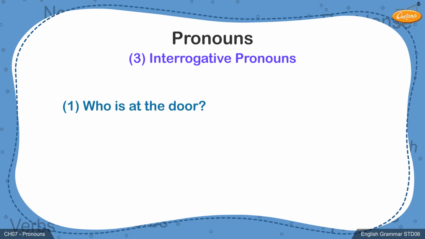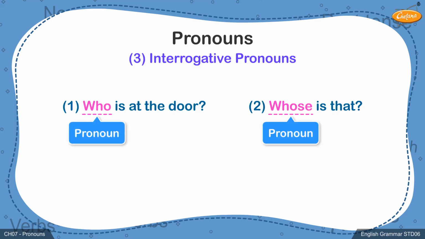For example, who is at the door? Who is that? In both of these sentences, the pronouns who and whose have been used to refer to people.